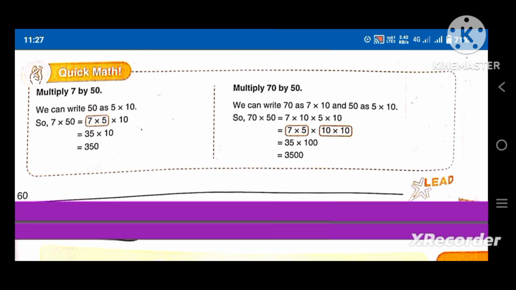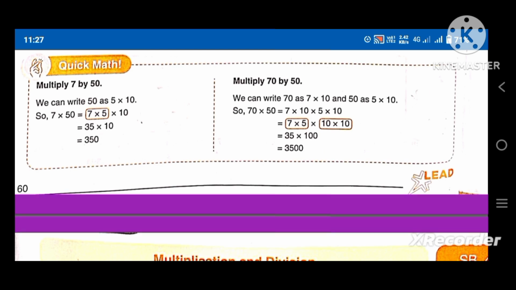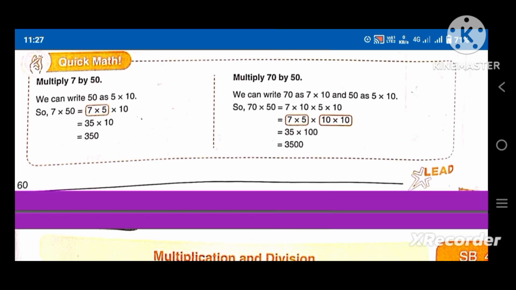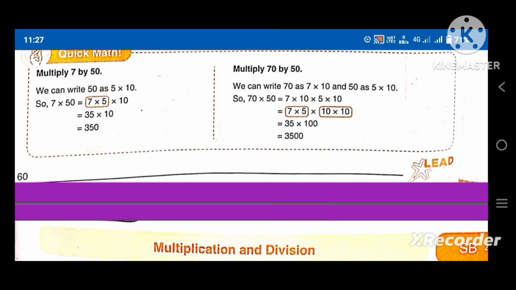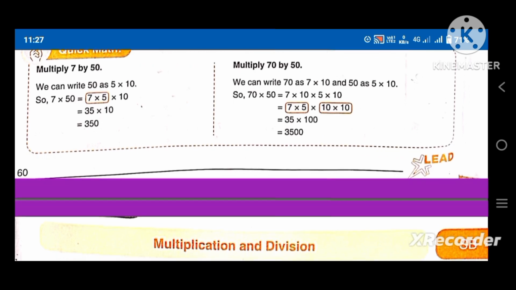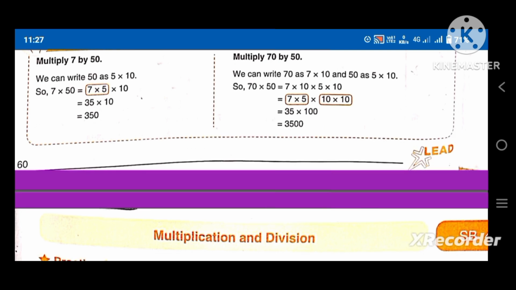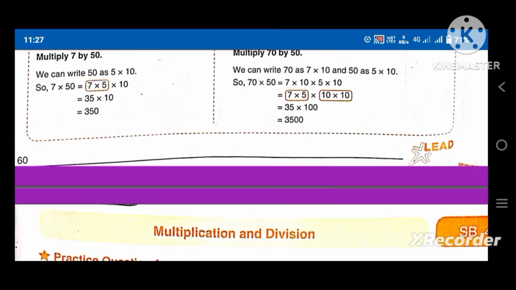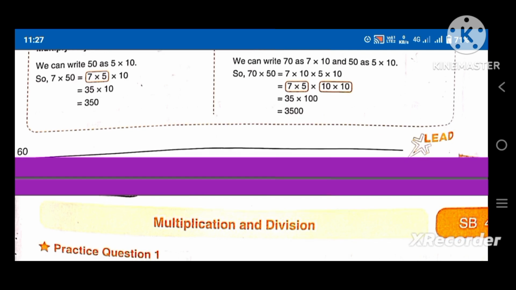Multiply 70 by 50. We can write 70 as 7 into 10 and 50 as 5 into 10. So 70 into 50 is equal to 7 into 10 into 5 into 10. 7 into 5 into 10 into 10. 7 into 5 is 35, into 10 into 10 is 100. 3500.